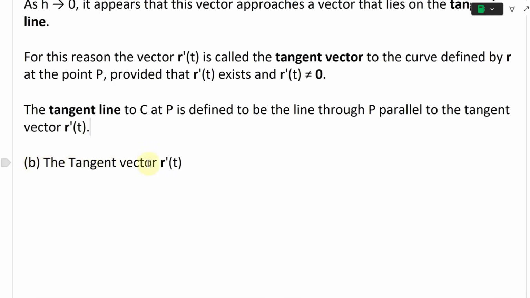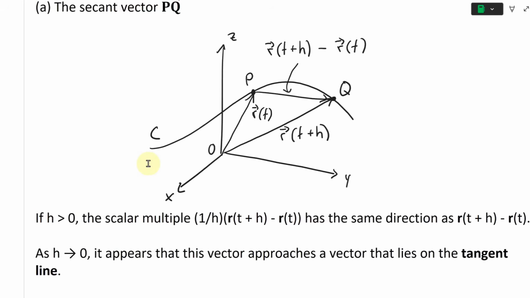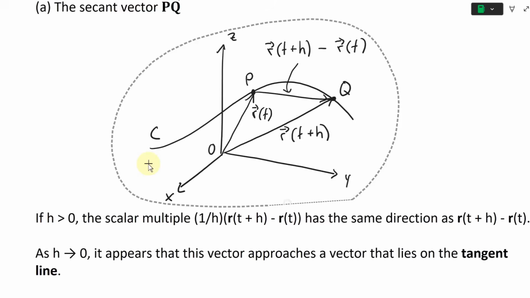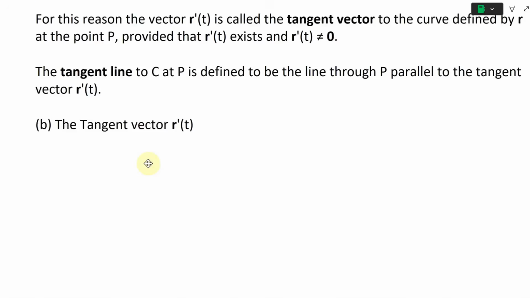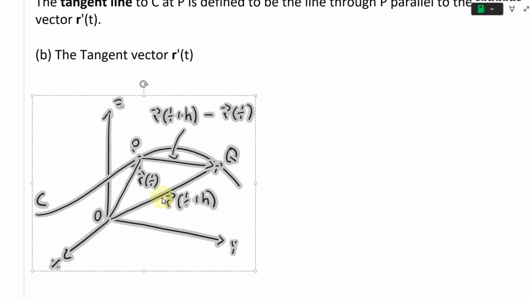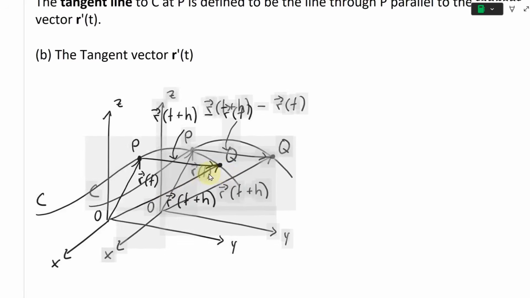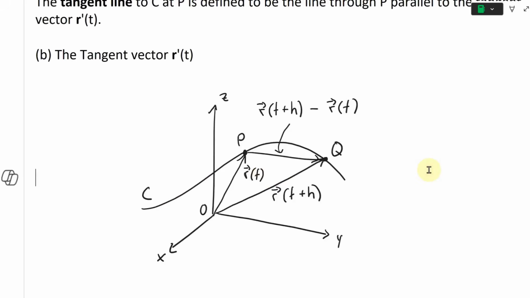So part B, the tangent vector r prime of t. So again, that's just a derivative, it's just a tangent vector. I'm going to copy this and paste it here, and then we're going to play around with it so we don't need to draw it out again. Put it right here. And what I'm going to do now is erase this. So that's just our secant vector there.